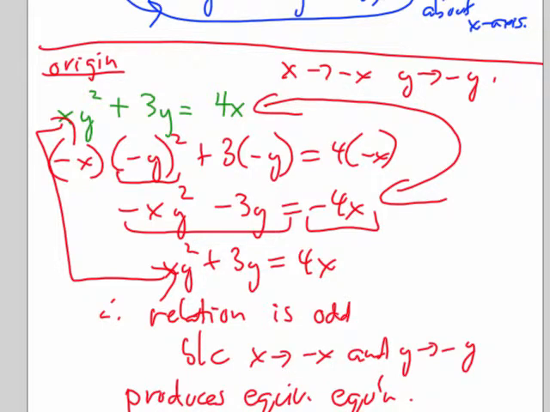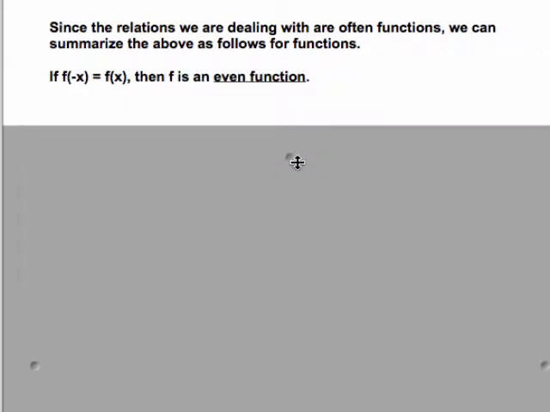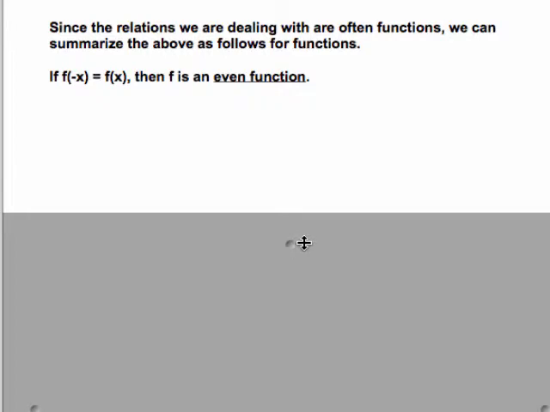So there you go, testing for the three types of symmetry. Now, I just want to take this one step further, because often when we're dealing with relations, we're dealing with relations that are functions. And so I just want to give a simplified way of dealing with symmetry for functions. When we're dealing with functions, we can use the notation f of x, which we cannot use if we're dealing with non-functions.